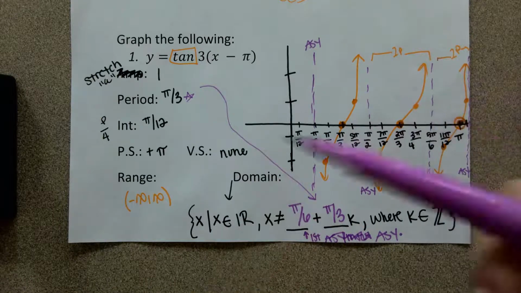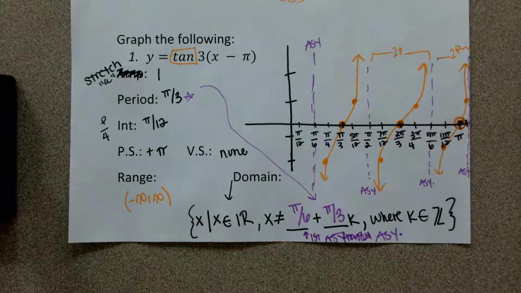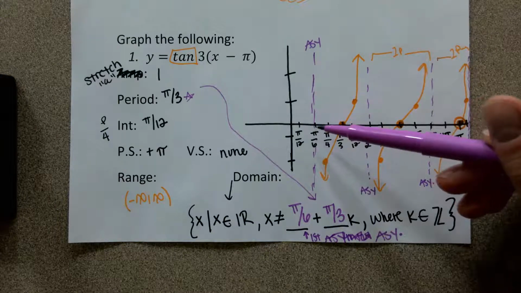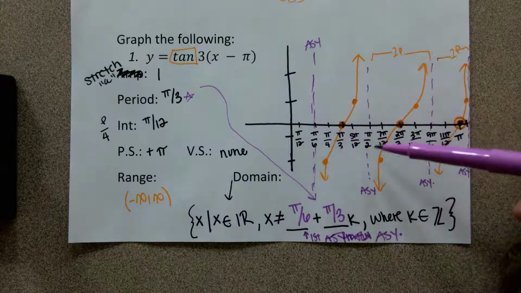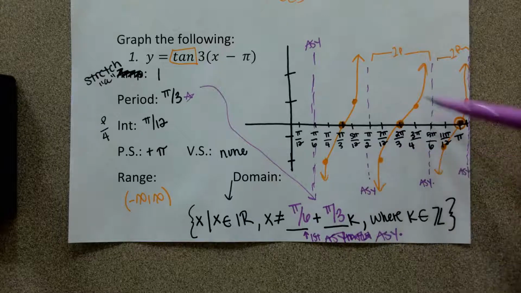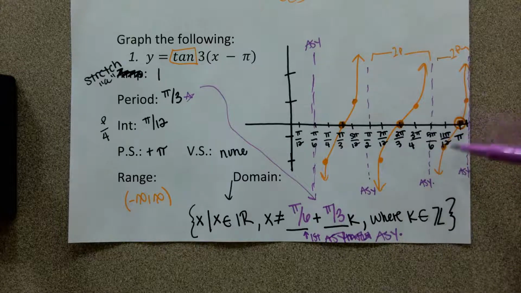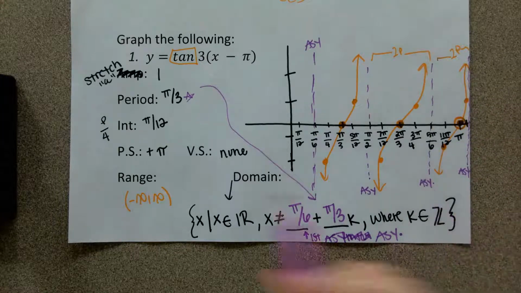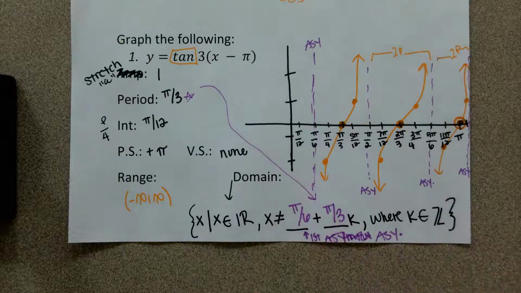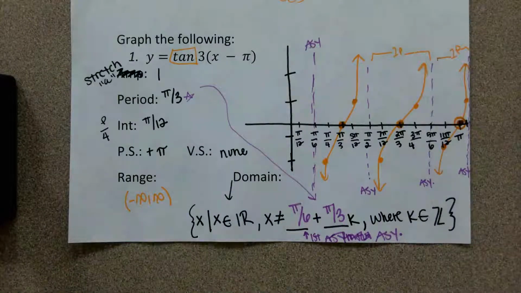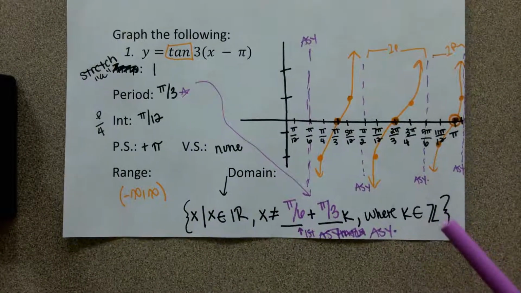So integers are 1, 2, 3, counting numbers. So to get from here to here, I multiply it by 2 and I get to my second asymptote. Multiply it by 3, I get to my next asymptote, etc. Okay, so this is the set of numbers, the equation that we write in order to do domain.